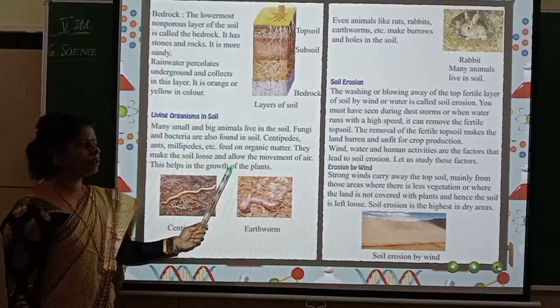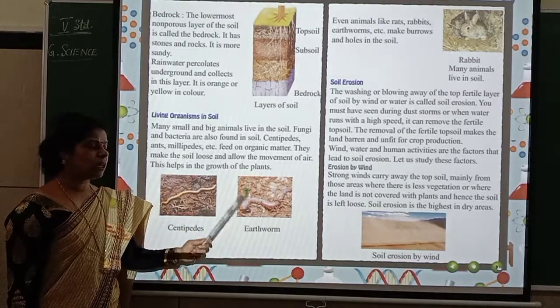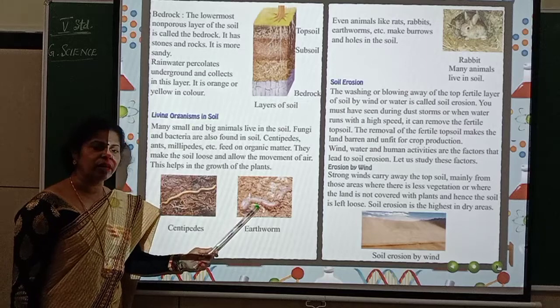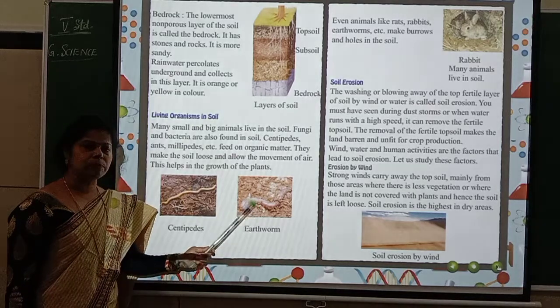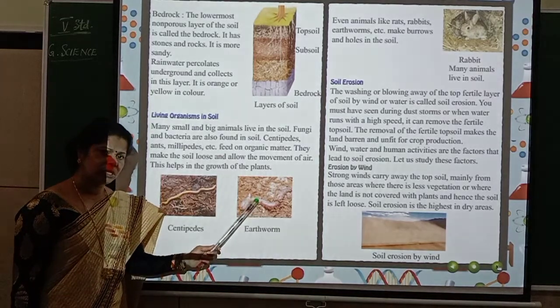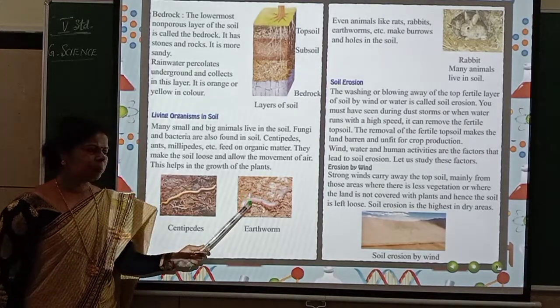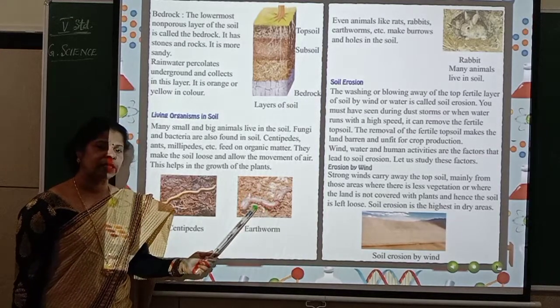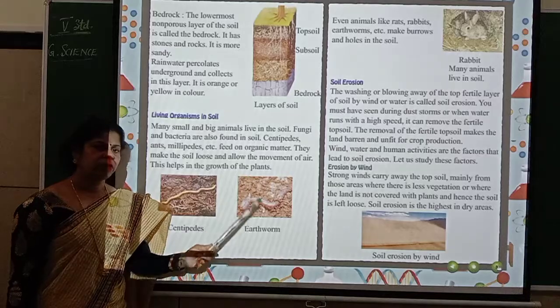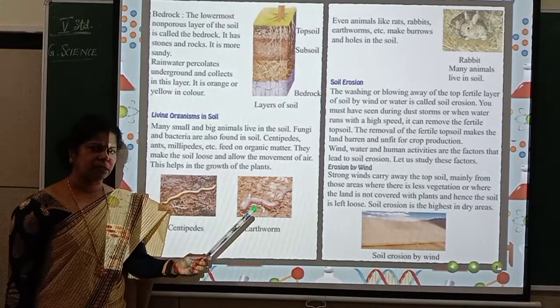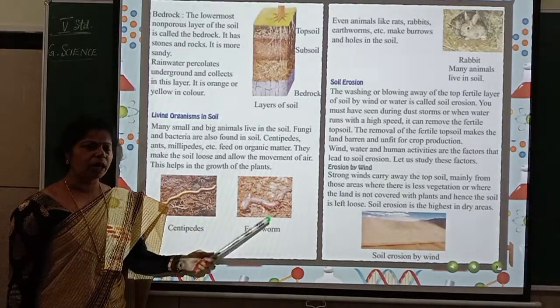This helps in the growth of the plants. That is why normally earthworm is called the friend of the farmer. Why? Because it helps in increasing the fertility of the soil, making it loose. So minerals also will be there. Plus we can see that air also passes through that, which is required for the growth of plants. So it will make the soil fertile.